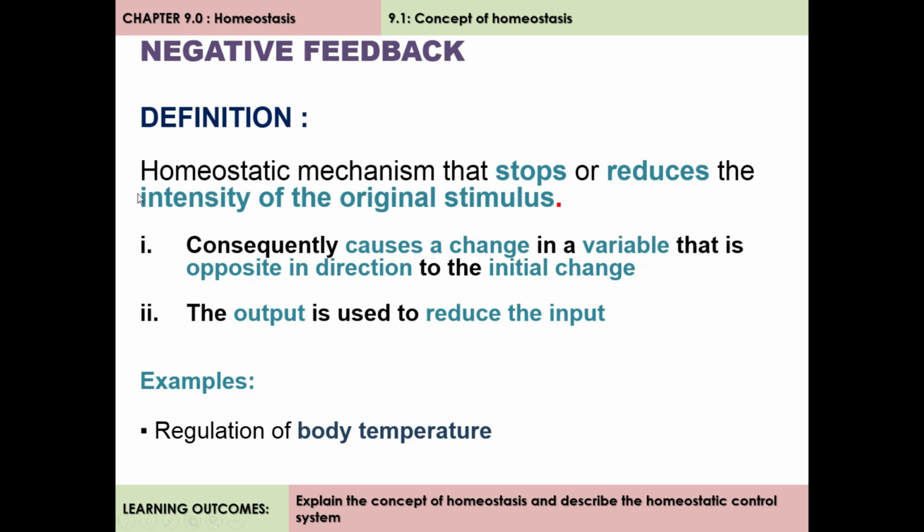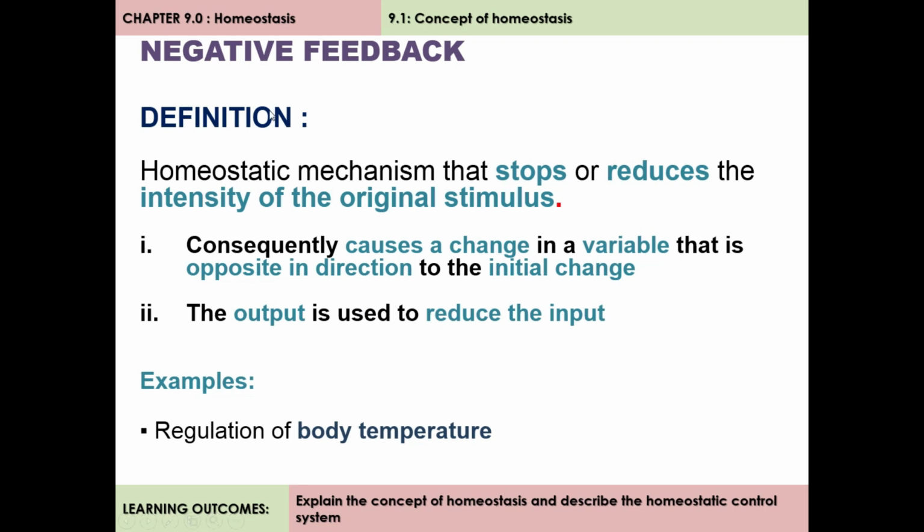Okay, negative feedback is a homeostasis mechanism that stops or reduces the intensity of the original stimulus. The output is used to reduce the input. An example is regulation of body temperature. Move to positive feedback: a homeostasis mechanism that enhances the original stimulus. The output is used to enhance the input.